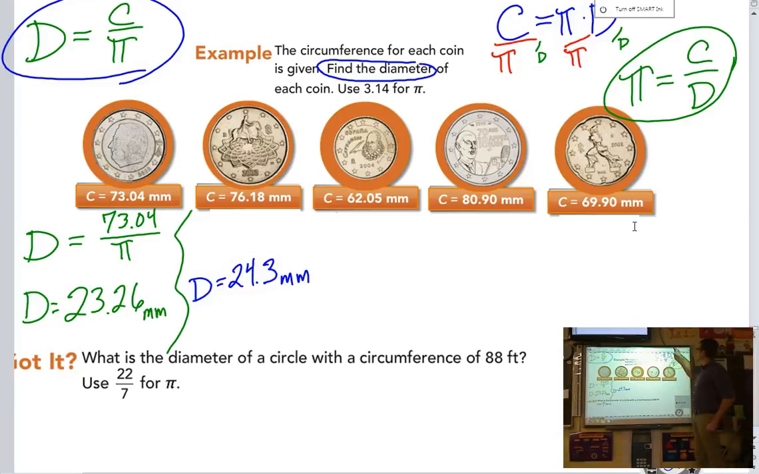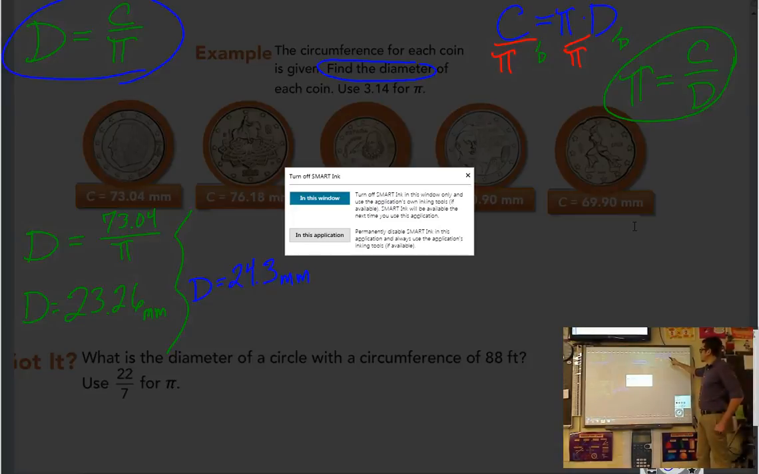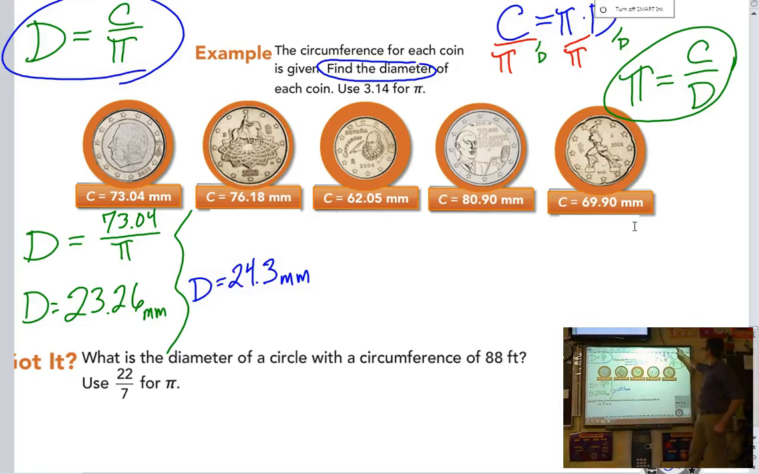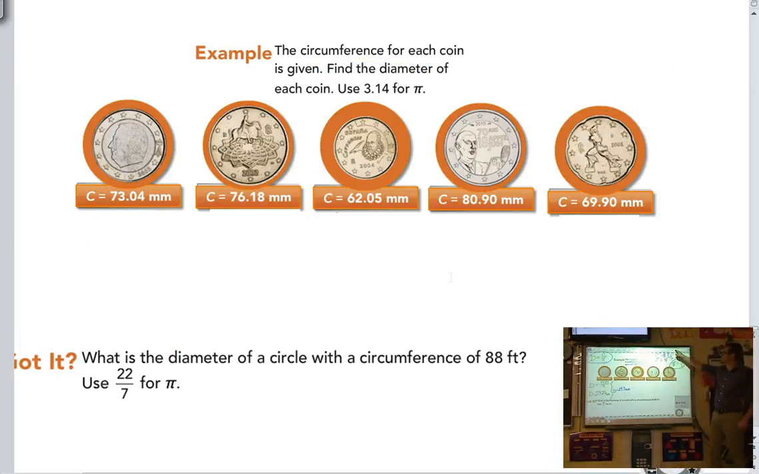Now, the only other thing to talk about is another, whoa. That is awesome. Oh, do that again. That looks so cool. I was about to turn off Smart Ink, which is not what I want. I need Smart Ink. Otherwise, I can't really teach.